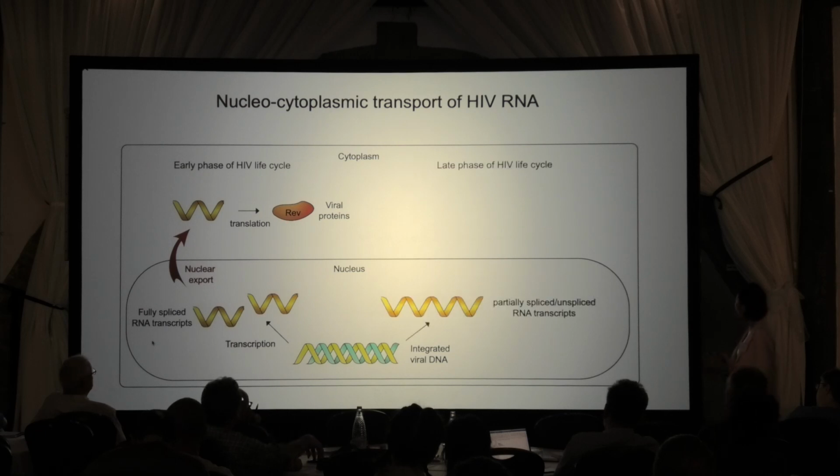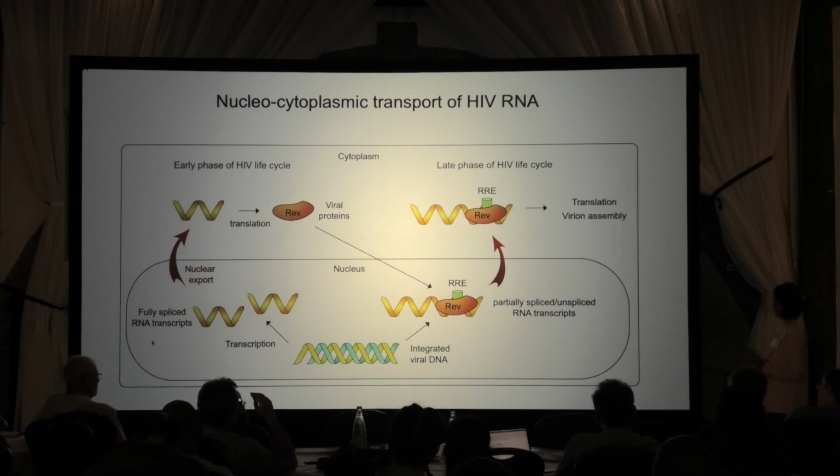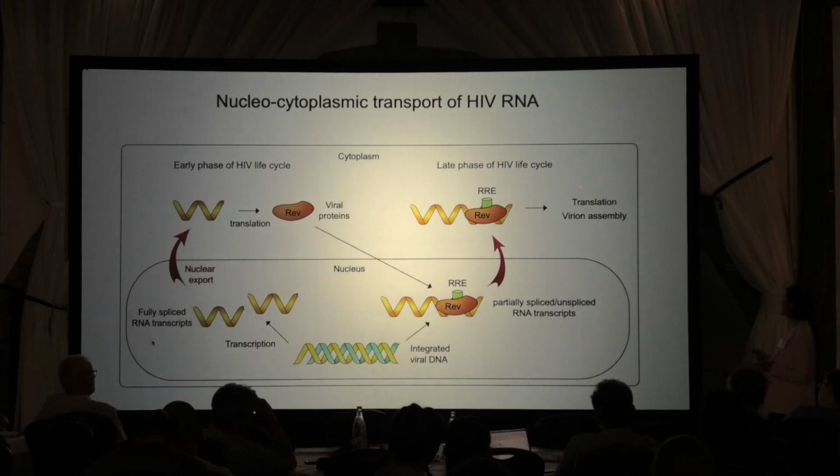But at the later stage of the HIV life cycle, the partially spliced and unspliced RNA transcripts are made. They cannot be transported out to the cytoplasm, and they are retained in the nucleus because the standard nuclear export pathway does not work. To overcome this problem, HIV uses an RNA signal called the Rev response element. The Rev protein translocates back to the nucleus, binds to this RNA signal, then recruits additional nuclear export proteins and exports the RNA out of the nucleus. This RNA is then translated, and the full-length genome is also used for virion assembly.